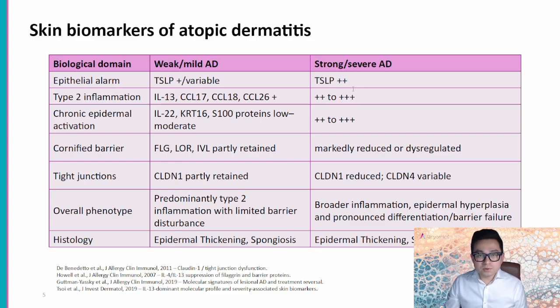In stronger or more severe AD, TSLP tends to be more pronounced. Type 2 markers such as IL-13, again associated signatures, increase. Chronic epidermal activation becomes more evident, and barrier and differentiation markers such as filaggrin, loricrin, and involucrin, as well as tight junction components, can become reduced or dysregulated.